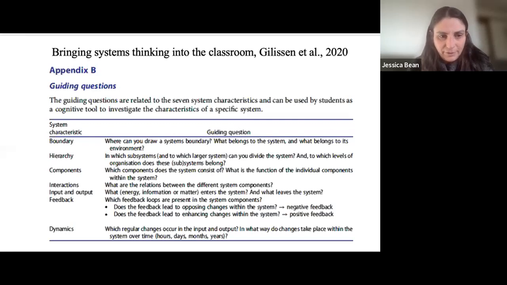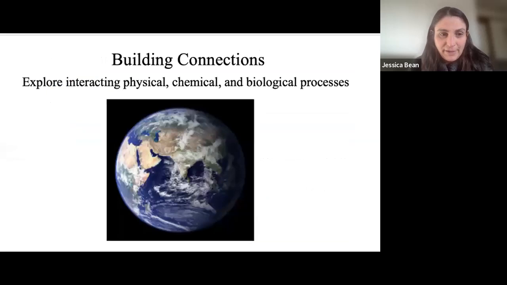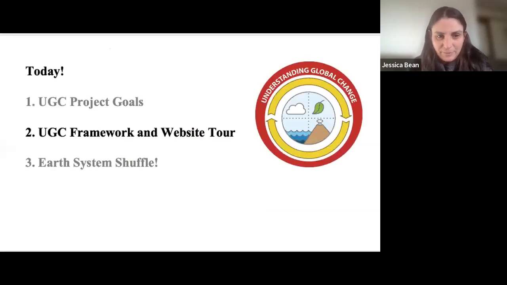So again, another resource that I would turn to, and that I've used as evidence of why we need to be engaging students in systems thinking, because ultimately what we want is that students will understand climate change and all of the interacting physical, chemical, and biological processes that are related to climate change and its consequences. So again, this just explains a little bit of the rationale behind the project, and why we've designed the tools that we have.